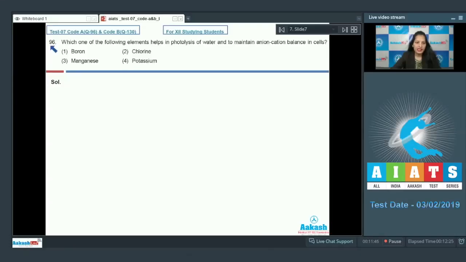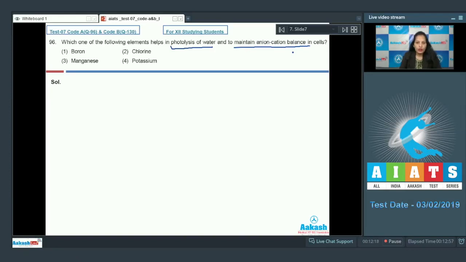Question number 96. Which one of the following elements helps in photolysis of water and to maintain anion-cation balance in cells? First option boron, second chlorine, third manganese, fourth potassium. The element which helps in photolysis of water as well as to maintain anion-cation balance in cells. Photolysis of water means the splitting of water during the photosynthesis.